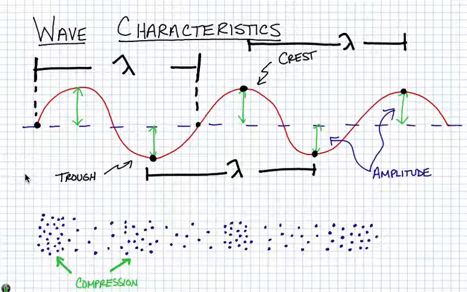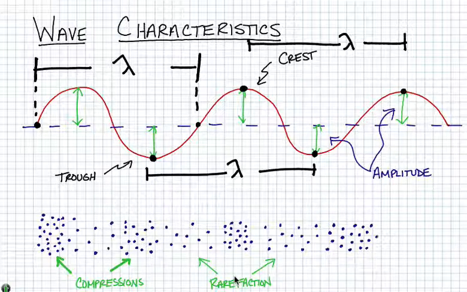Now the other one doesn't make quite as much sense. These areas where you have low pressure, what would be the equivalent of a trough on a transverse wave, are actually called rarefactions. The word rare and the word faction together, rarefactions. Compressions are areas of high pressure where all these molecules are forced together. Rarefactions: after these compressions have passed through, you have areas of low pressure.